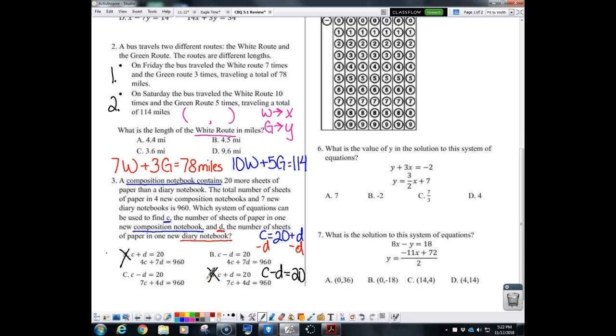So let's look at that second part. The total number of sheets of paper in 4 new composition notebooks. So that means in composition notebooks, there's 4C, and then 7 new diary notebooks, 7D, is equal to 960. Okay? So 4C plus 7D is equal to 960. And so from there, you should be able to choose your answer. All right?